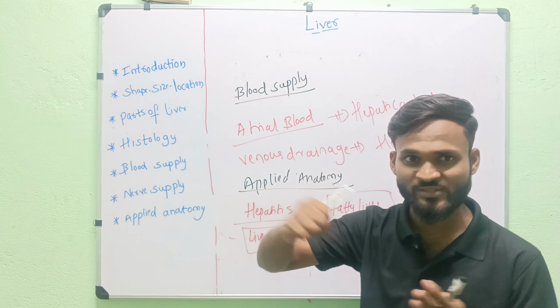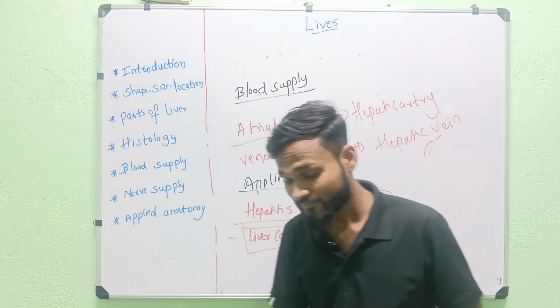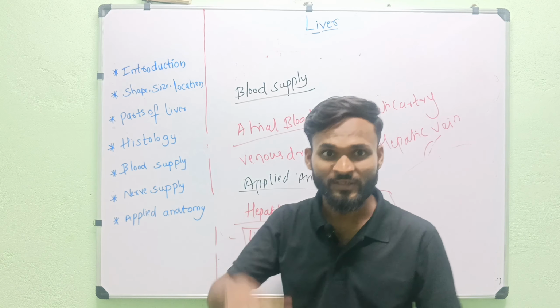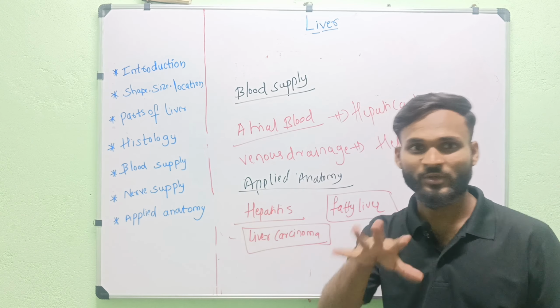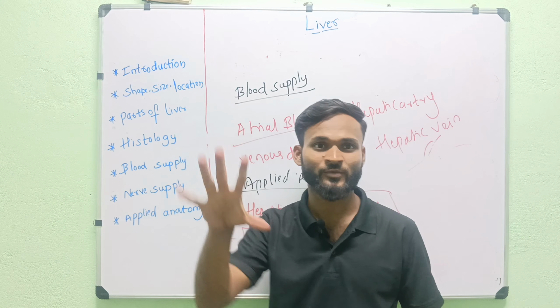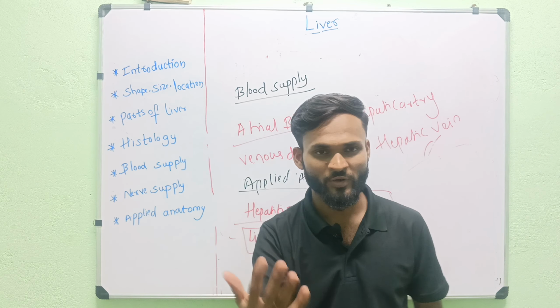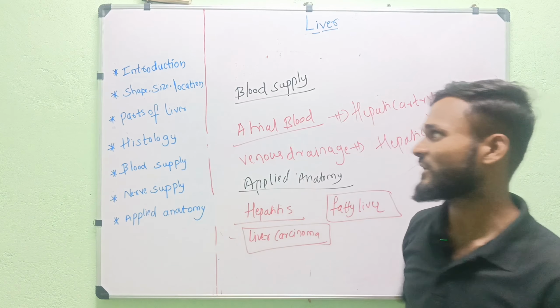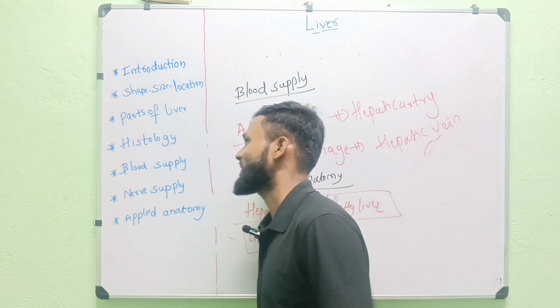Then we discussed the size. The length is about 15 to 17 centimeters, and the width is about 21 to 23 centimeters. Then the location: it occupies most of the right lumbar, the right hypochondrium, epigastrium and left hypochondrial region.